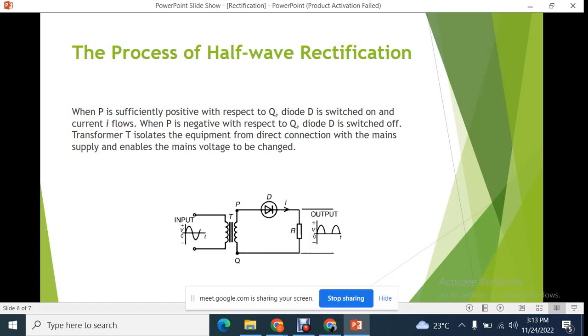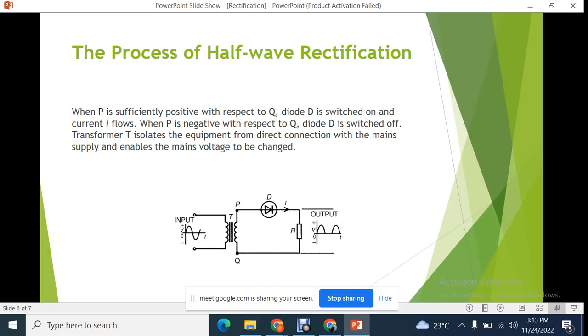Correct. Now this is the process that takes place in half-wave rectification, whereby when the P side is positive, this side here is sufficiently positive with respect to Q to this side. This is actually describing the positive half cycle. Now what happens at this point is that current is able to flow because the diode is forward biased. So when current flows, you are able to see an output on the load.